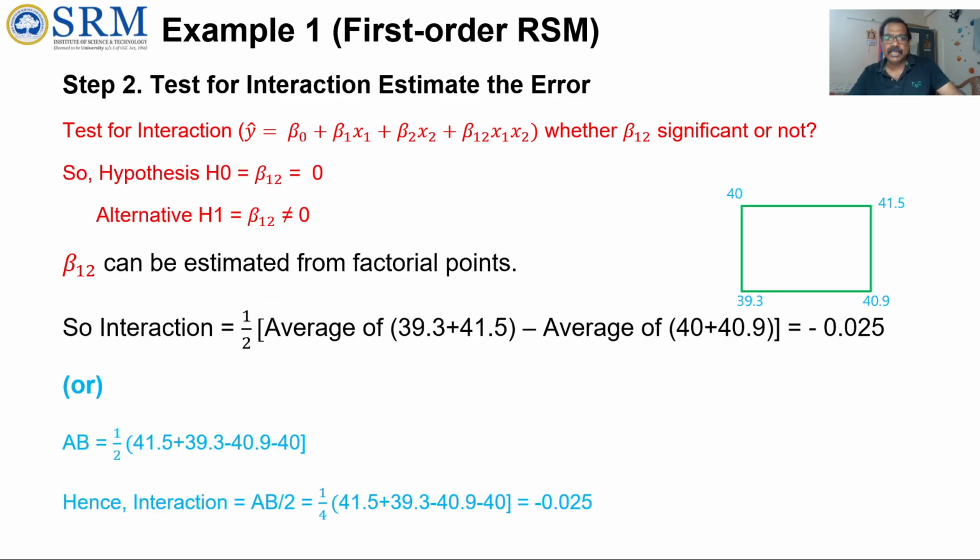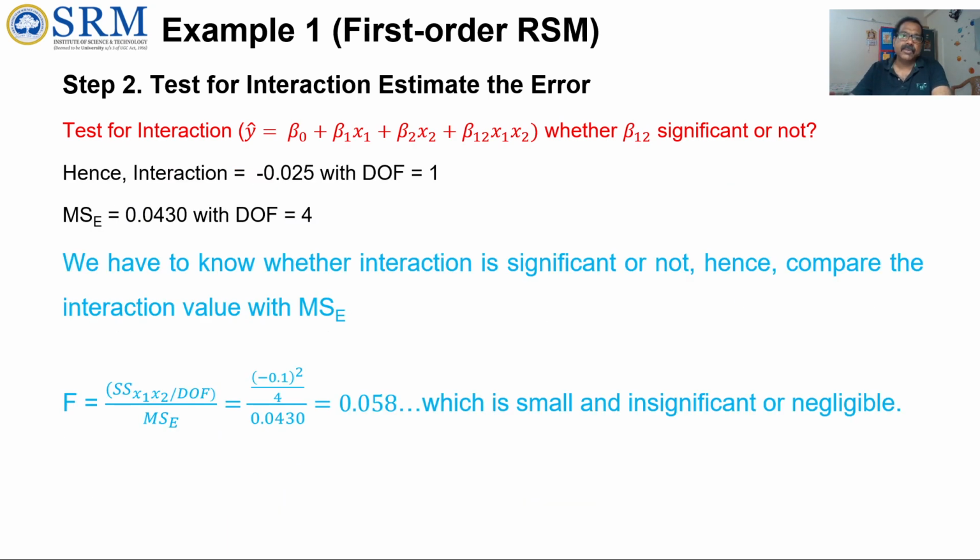For example, in this bracket, the contrast value is 40.5 plus 39.3 minus 40.9 minus 40. This value is minus 0.1. Okay, so that is the value we are substituting in the sums of squares of x1, x2. Degrees of freedom is 4, divided by the mean square error, which is calculated in step 1.